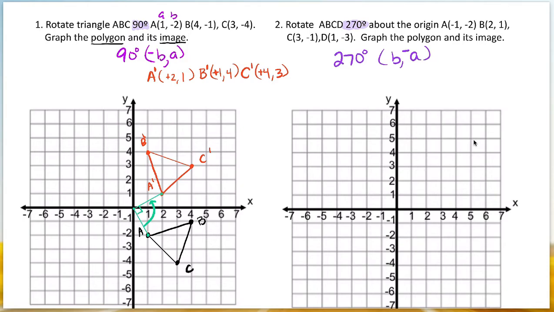Going to list my new points. So my A prime, if I switch the numbers, would be -2, -1, and now change the sign of the new second value. B prime, switch your X and Y, change your new Y value. C prime, switch your X and Y, change your new Y value. And D prime, switch your X and Y, change your new Y value.